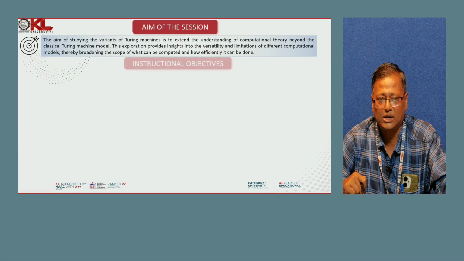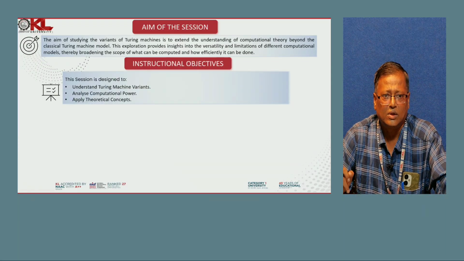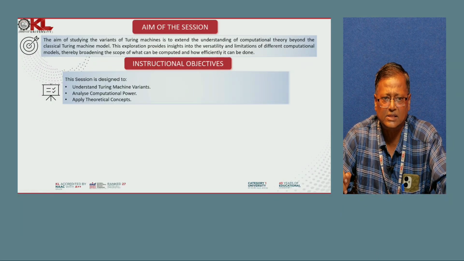What are the instructional objectives of this session? Understanding Turing machine variants, analyzing computational power, and applying the theoretical concepts. Here the instructional objective says that we describe the various types of Turing machine and understand the difference between the basic Turing machine and the different types of Turing machine. We also compare the computational power of the different Turing machines with the basic Turing machine, and also apply the theoretical concepts.